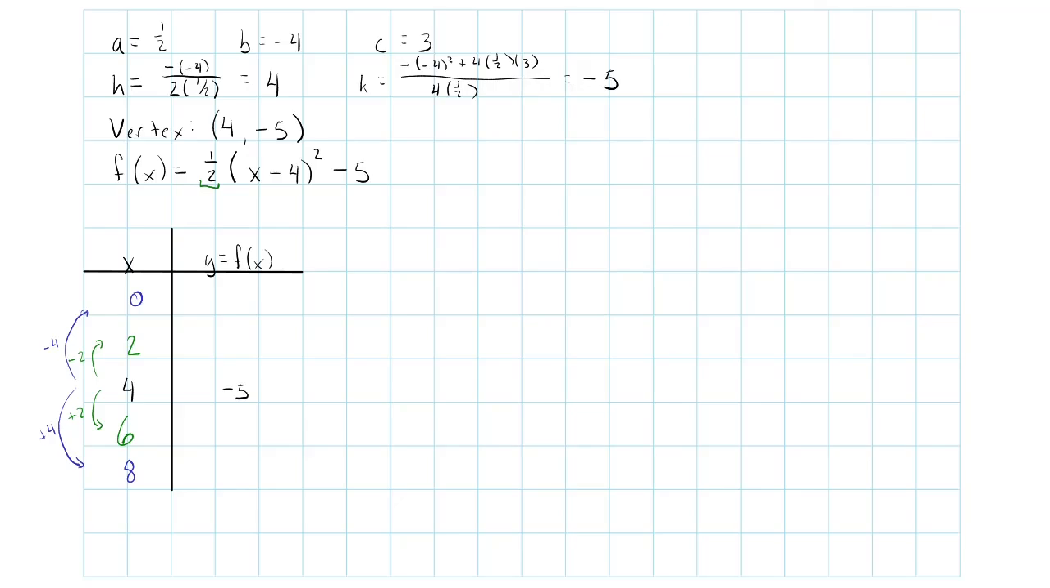I'm going to plug into the function as it was originally given to find the y values for the remaining points, mostly because that's going to catch any mistakes I might have made. So when x is 0, we have a half times 0 squared minus 4 times 0 plus 3 is 3. When x is 2, we have a half of 2 squared minus 4 times 2 plus 3 is negative 3. Half of 6 squared minus 4 times 6 plus 3 is negative 3 again. And then half of 8 squared minus 4 times 8 plus 3 is positive 3 again.